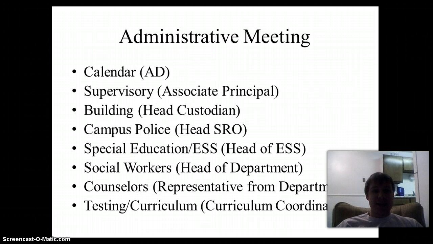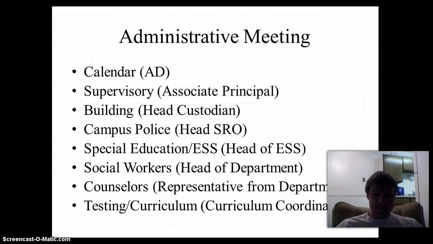Okay, in this administrative meeting, first and foremost, I want to say that I felt really important by rubbing elbows with all these highly critical people, crucial people, I guess is what I should say, of the day-to-day function of the building. As you can see here, most of these people are very important. We just went through in this order.